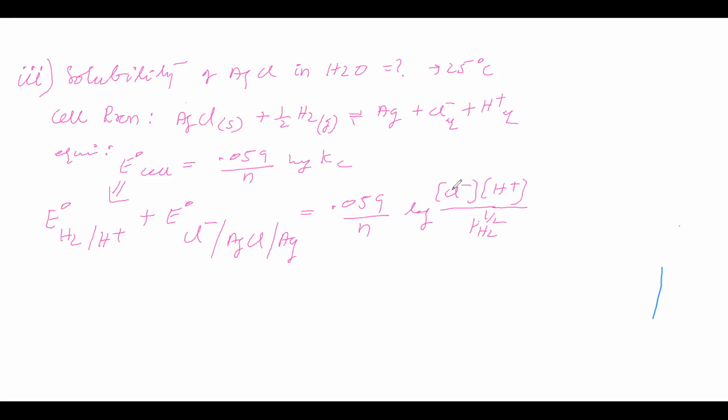For the other alternative, we can see one value is E naught cell, given as 0.23 volt at 15 degrees Celsius. Another value is given as 0.21 volt at 35 degrees Celsius. E naught value is given.